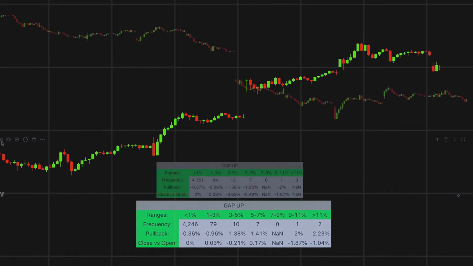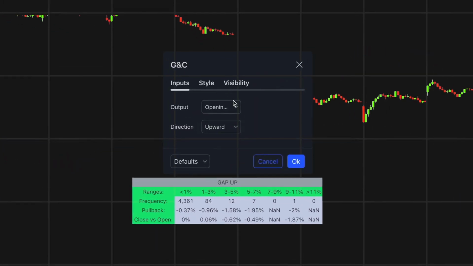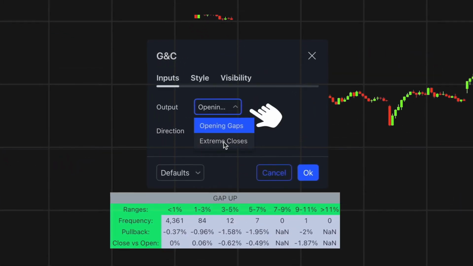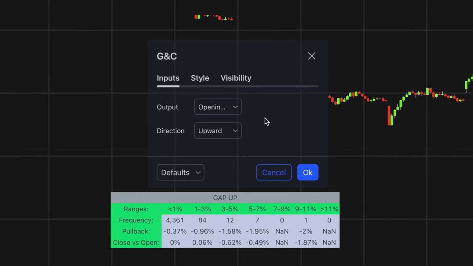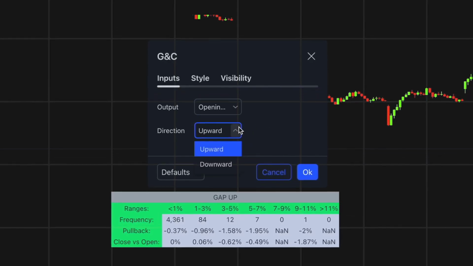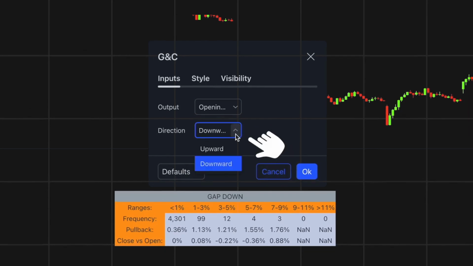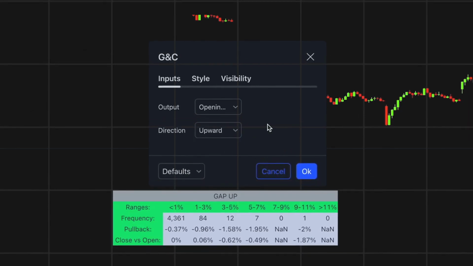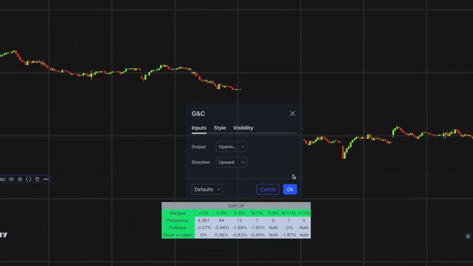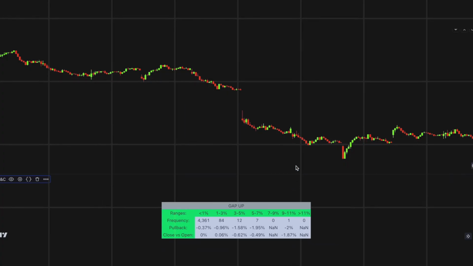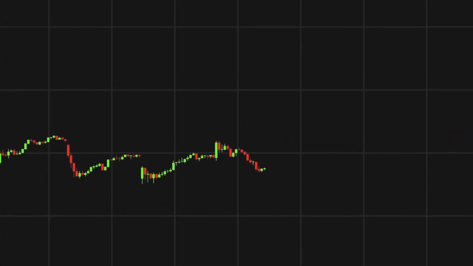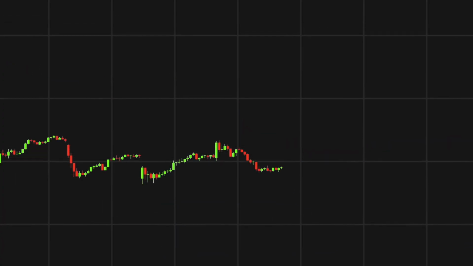In the indicator settings, you can choose the output, opening gaps or extreme closes. In this video, we'll focus on the opening gap strategy. There is also an option to choose the price direction, upward or downward. If you decide to trade in both directions, simply add another gaps and extreme closes indicator to your chart. Before I teach you this profitable strategy, let's understand what a price gap is.